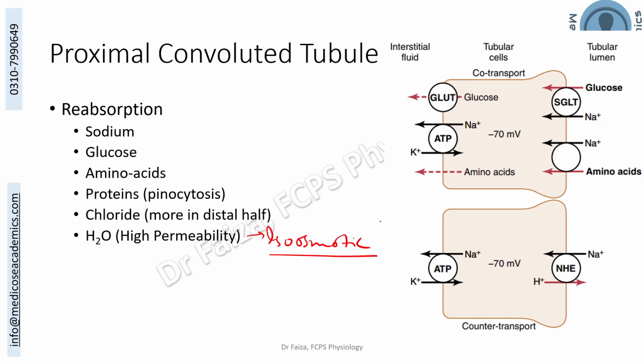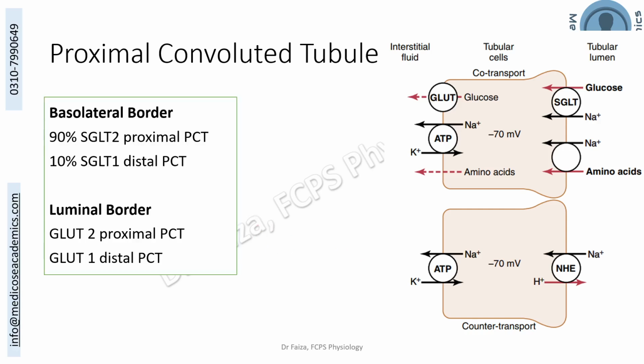Secretion, you can appreciate in this image, of hydrogen ions occurring by the counter transport over here. As you can see, the co-transport of glucose and amino acids here. To look into the further details of the channels involved, glucose is being transported by the sodium glucose co-transporter, particularly type 2 in the proximal half of the proximal convoluted tubule, whereas only 10% of glucose is reabsorbed in the distal half of the PCT by the sodium glucose co-transporter 1.